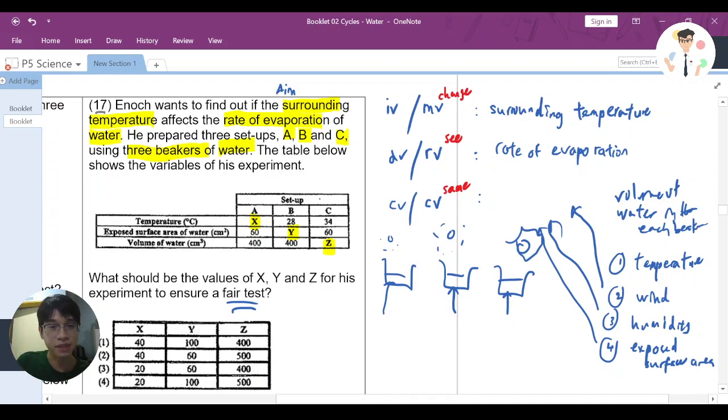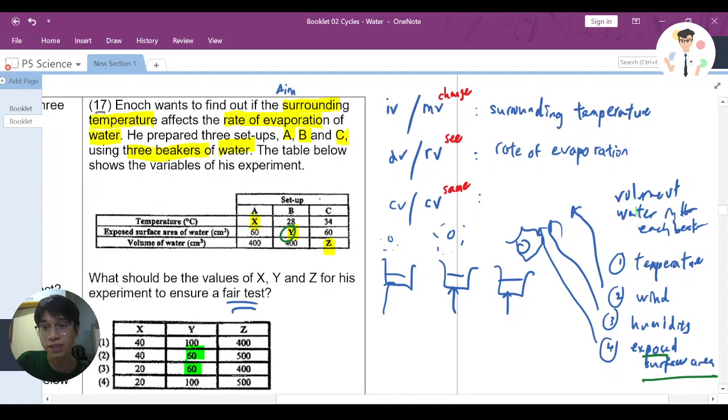Temperature must be different, right? So one is X, 40, 28, 34, or either 20, 28, 34, that doesn't matter. So let's skip X. Now let's look at Y. Y is the exposed surface area. It's supposed to be the same, right? The exposed surface area, since I'm testing surrounding temperature. So Y is supposed to be the same as 60. So which one has 60? This Y has 60, this Y has 60. So pass. The next one, the volume of water.